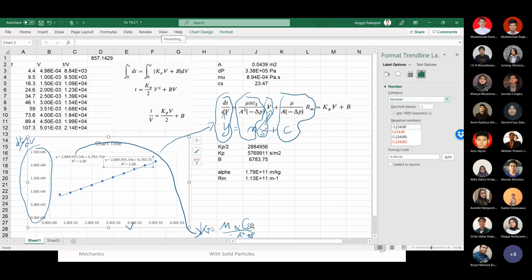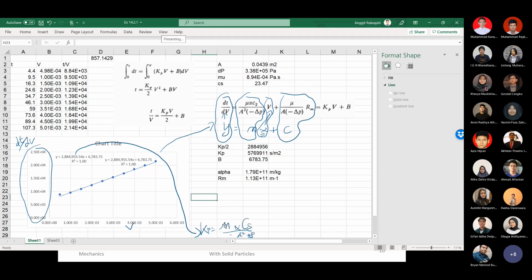The gradient is Kp, mu alpha cs per a square delta p. What's useful from this gradient is you can find the alpha, because mu is available, cs is available, a square is available, and delta p is available, and Kp is provided from the regression. So now you can calculate the alpha. Alpha is Kp multiplied by A square multiplied by delta P divided by mu cs, as written in the formula.